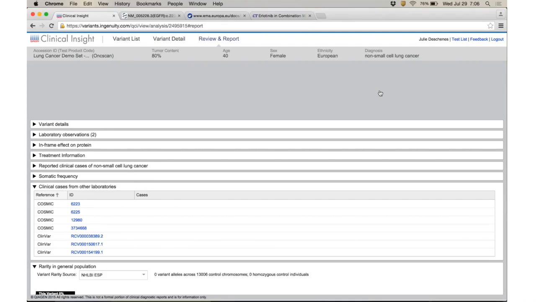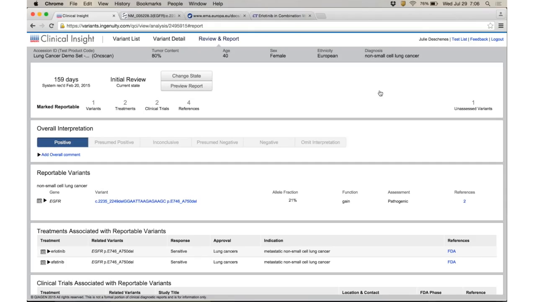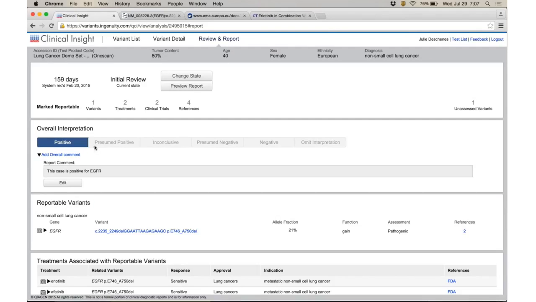And the way to generate your report is to click on the Views and Report section. The first section will be the overall interpretation. This will be computed based on the information that you have selected, which treatments, which literature evidences, whether you have made a variant reportable. You can add a comment to your report, saying comments that are of interest for your report.